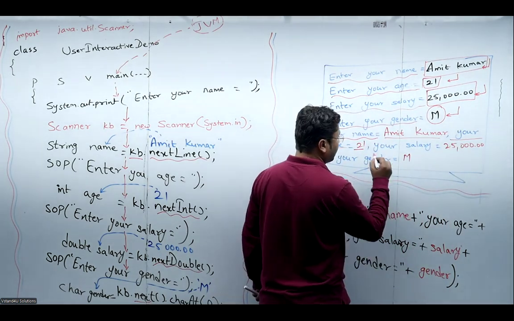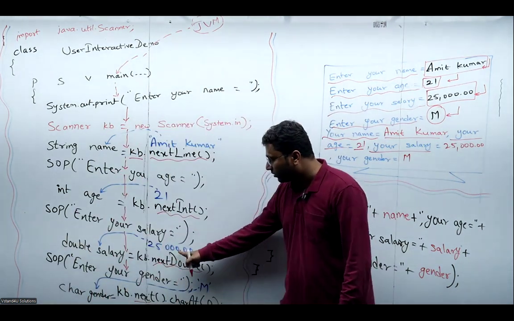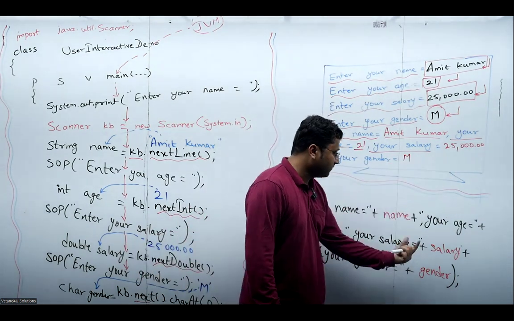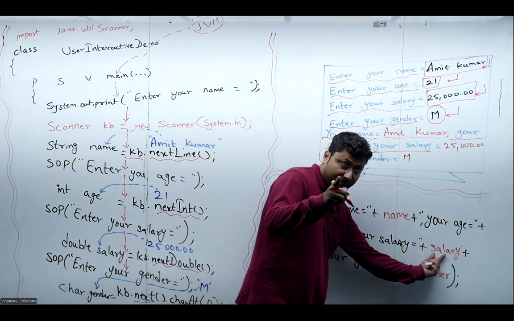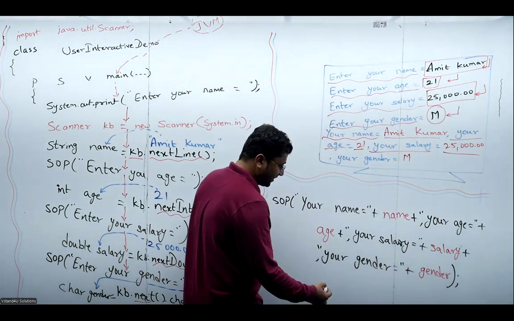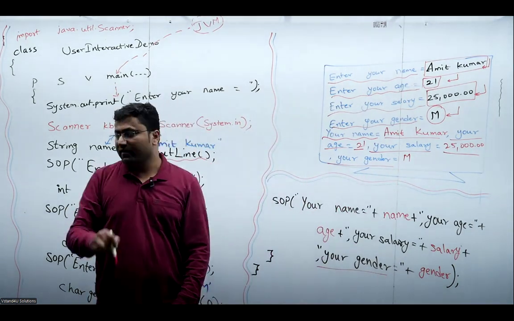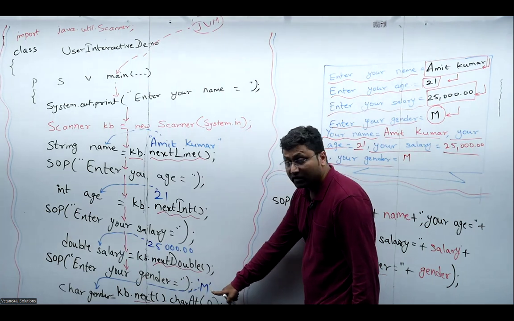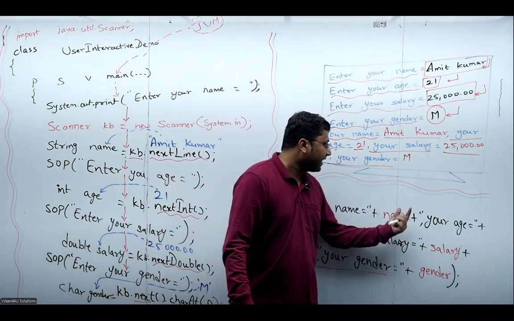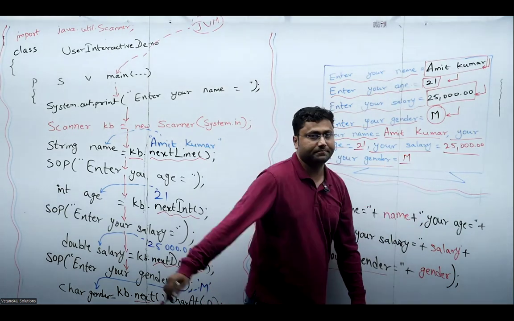Then comma your salary equal to salary. What was the given value? 25,000 to the variable salary. I am printing the variable salary value. Agree? Okay, sir. Salary also has been printed. Then you are telling what? Comma your gender has been printed here, sir. What gender value has been given? Pay attention. Gender value has been given M to a variable called gender. And I'm printing the variable gender value. That is nothing but M.